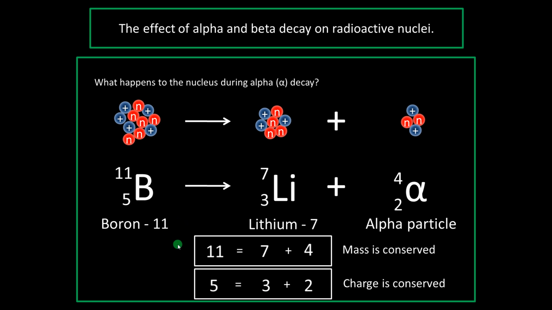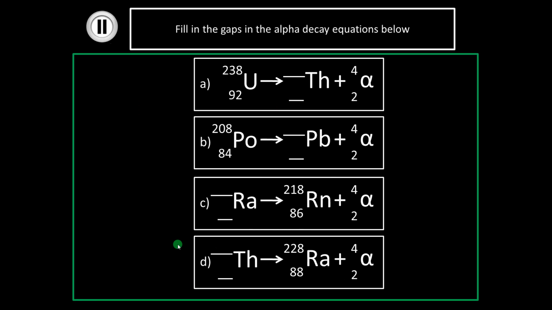Okay, so that's our example of alpha decay. So what you need to do now is, here are some more of those equations, all of them alpha decay. You need to fill in the gaps where the little underlines are. Pause the video while you do that and we'll check your answers in a second.